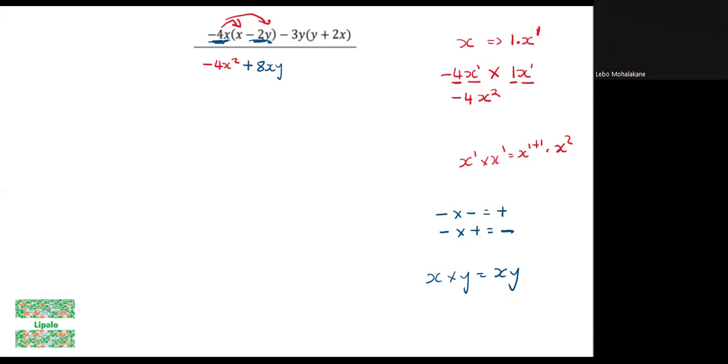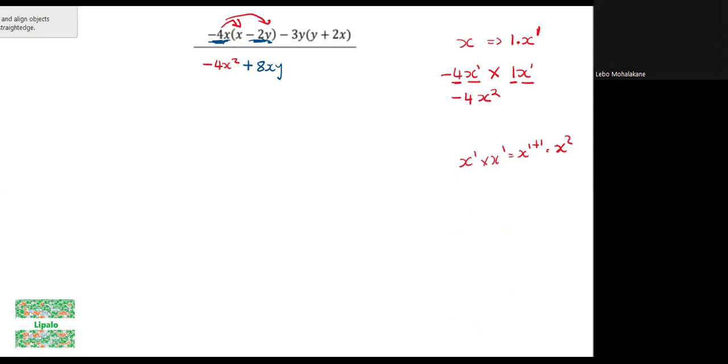Please avoid this error where you have x plus y. This is not equal to xy. That's wrong. Don't do that. These are not like terms. So continuing with our calculations. Now we get to the 3y.